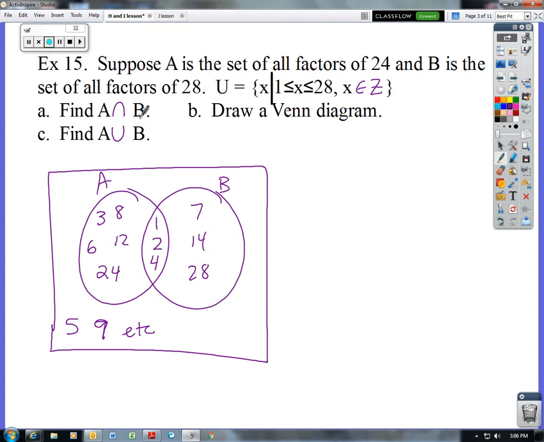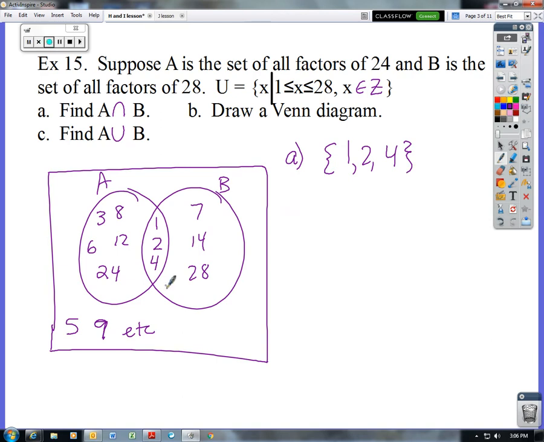A intersect B is everything in common, so that's 1, 2, and 4. It's the ones that are in both A and B. So letter A, I'll just say, we'll do it in set notation: 1, 2, 4. We'll just list them in curly braces.